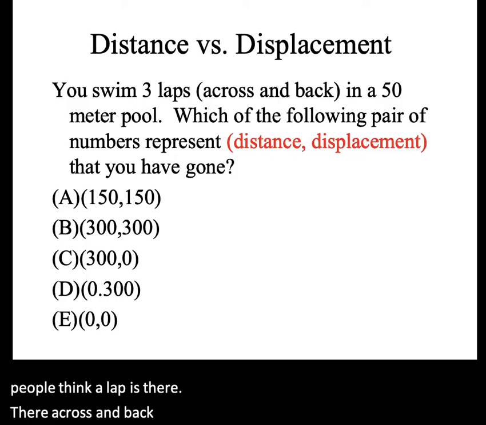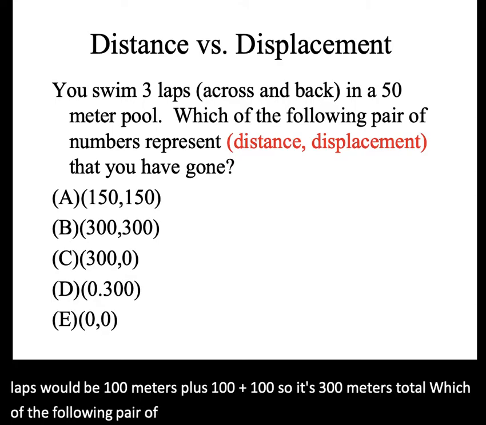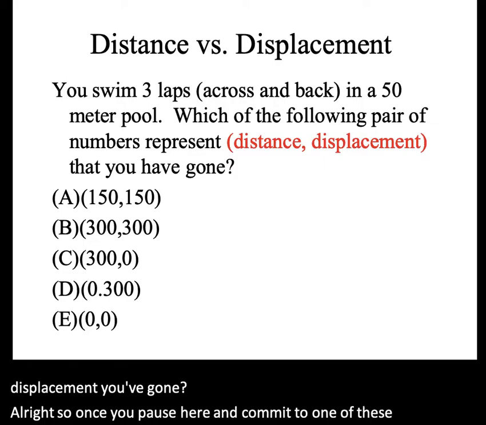So if it's a 50-meter pool, 3 laps would be 100 meters plus 100 plus 100. So it's 300 meters total. Which of the following pair of numbers represent the distance, comma, displacement you've gone? All right, so why don't you pause here and commit to one of these answers.